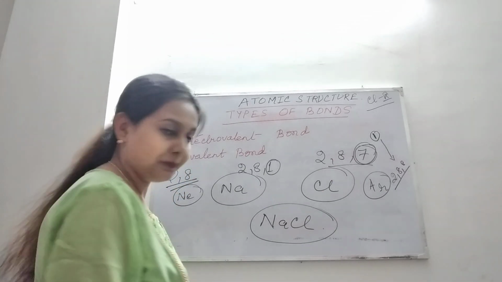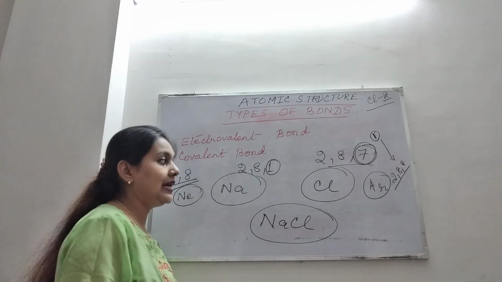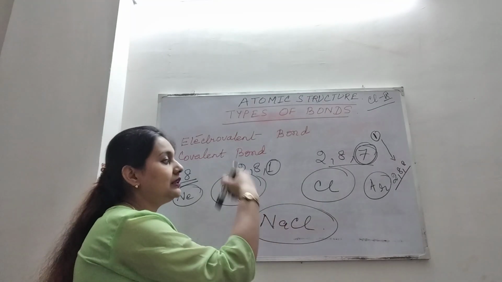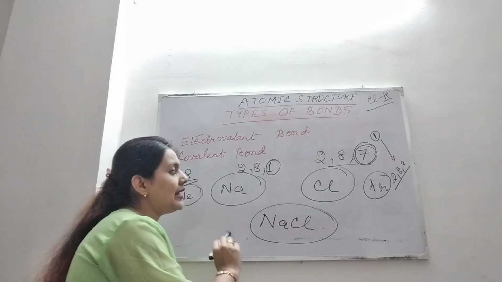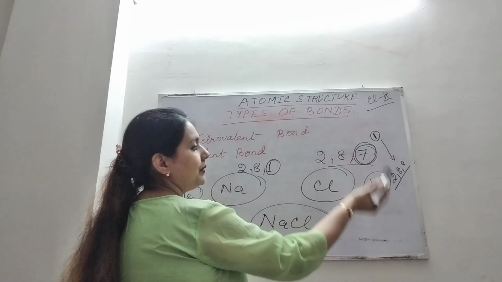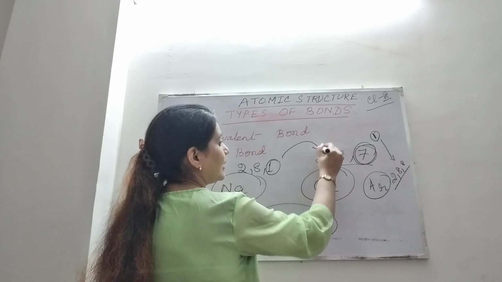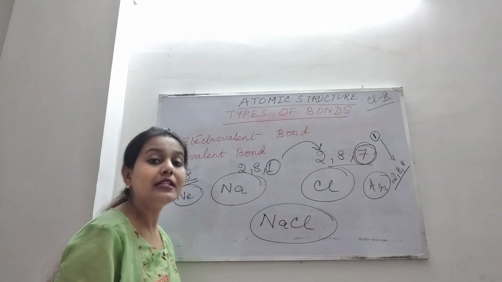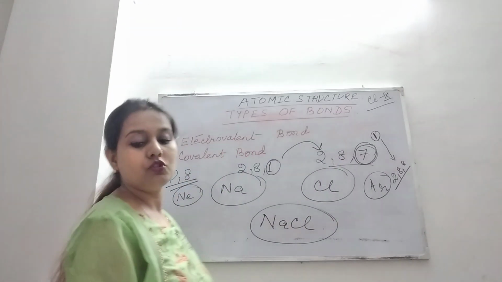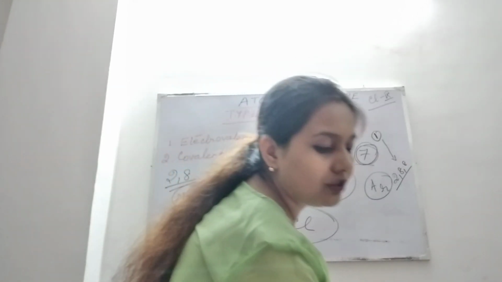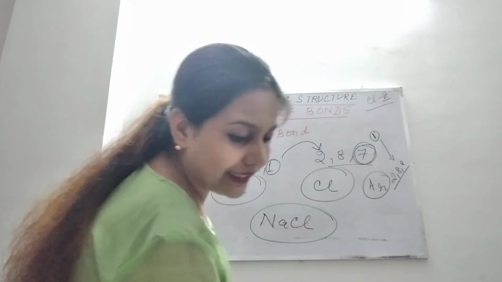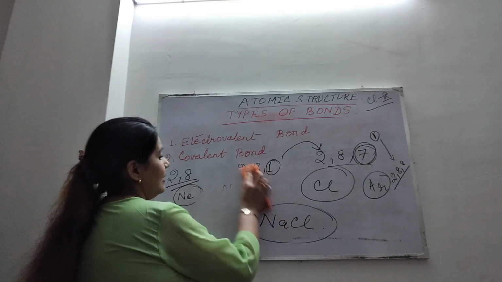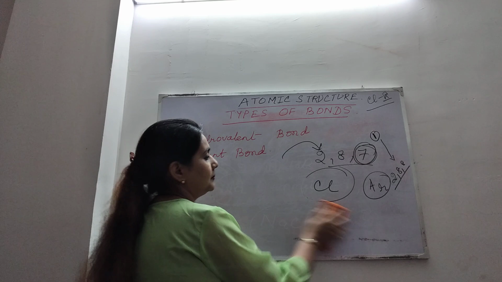stable, isn't it? Hence, sodium and chlorine bond with each other and transfer an electron. So sodium transfers 1 electron from here to chlorine, and this transfer of electron is known as electrovalent bond. When there is a transfer of electron taking place, we call this an electrovalent bond.